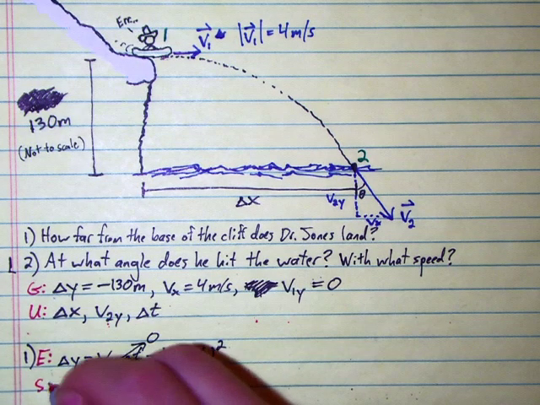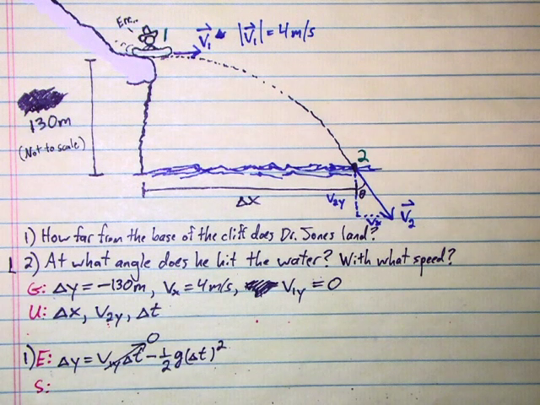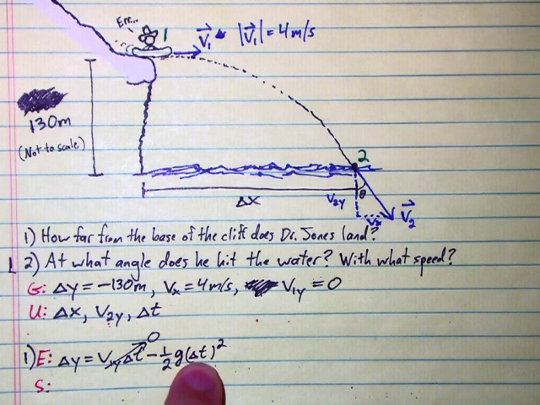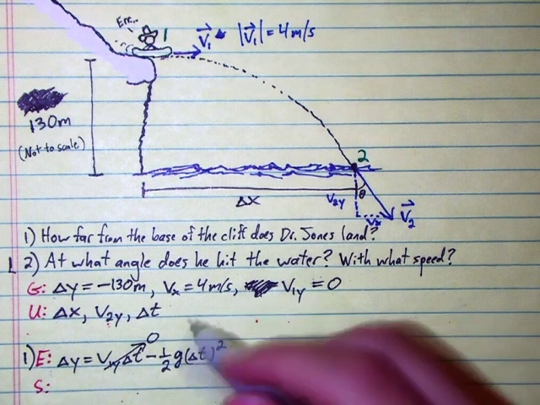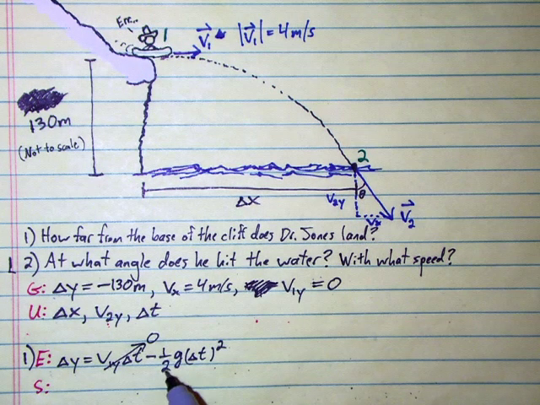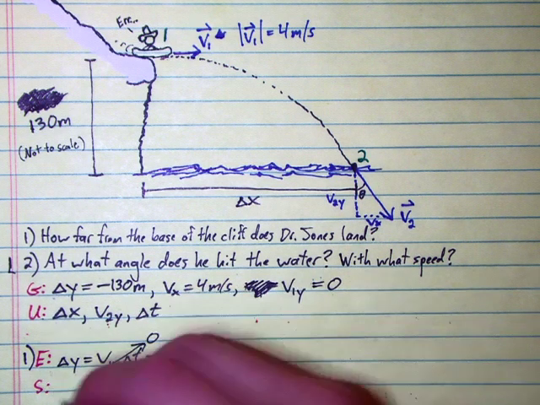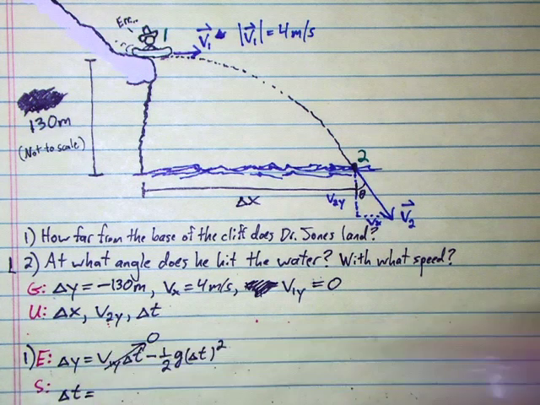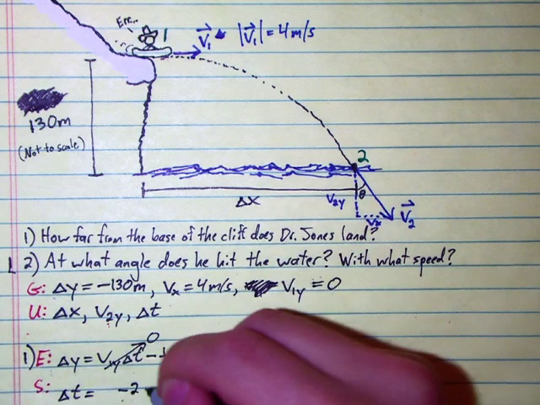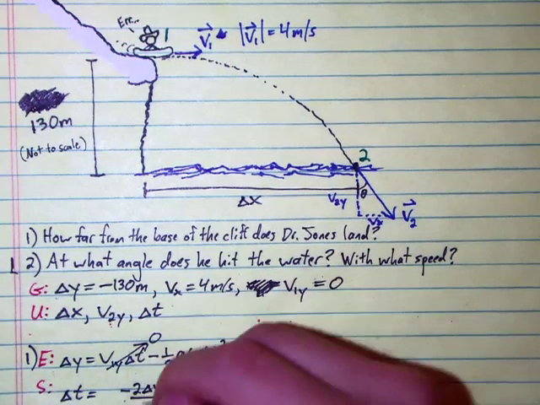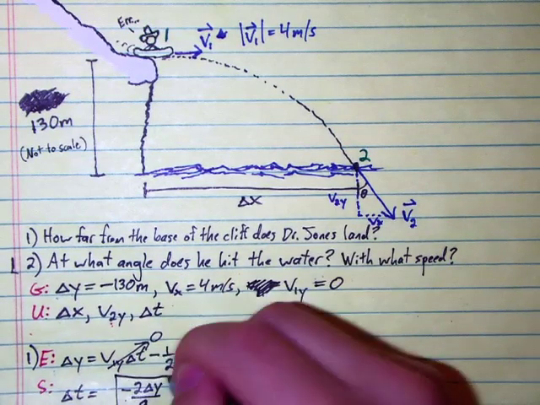So our next step is to solve algebraically for the variable that we want to know. We want to get delta t here. So I can multiply both sides by 2, divide both sides by g, multiply both sides by that negative 1, and then take the square root of both sides to find that delta t equals negative 2 delta y all over g. I'll take the square root of that whole thing.